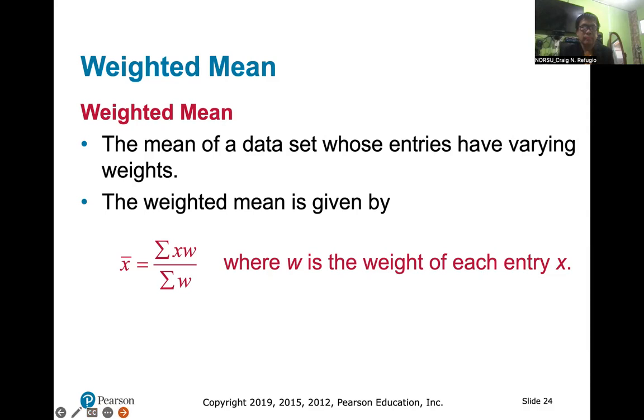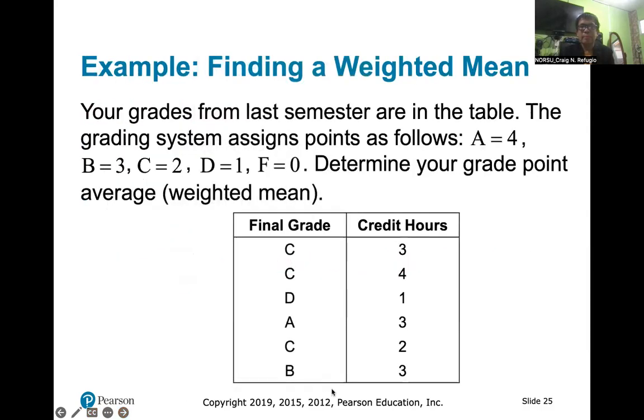So here's an example. Your grades from last semester are in the table. The grading system assigns points as follows. A is equal to 4, B is equal to 3, C is equal to 2, D is equal to 1, and F is equal to 0. Determine your grade point average, weighted mean. So final grade: C, C, D, A, C, and then B. Credit hours: 3, 4, 1, 3, 2, and then 3.